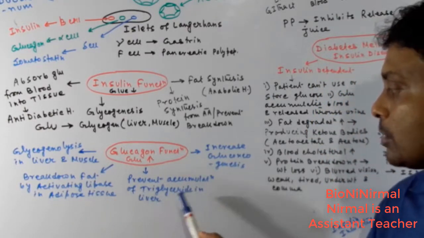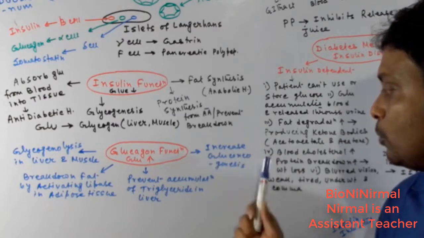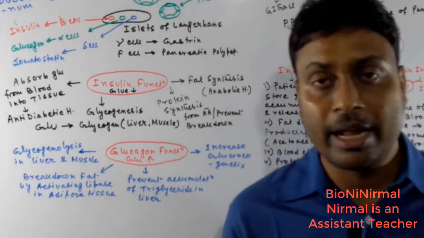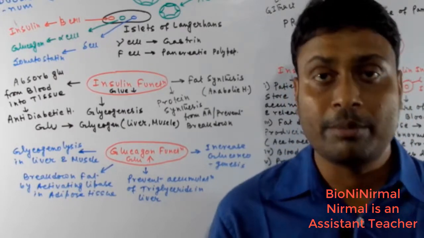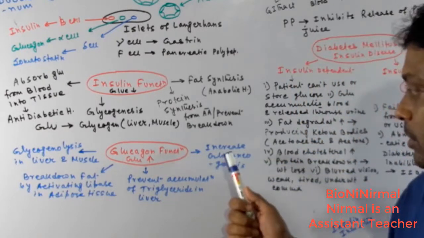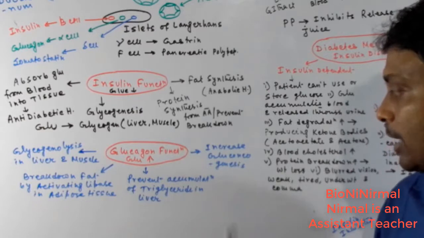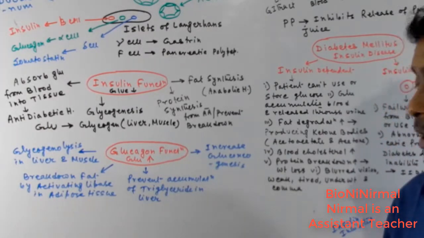Next, it prevents the accumulation of triglyceride in the liver. Okay, and it increases gluconeogenesis. Gluconeogenesis is a kind of metabolic process by which glucose is formed from many non-carbohydrate molecules, so that the glucose level will be increased, and this is another important function of glucagon.